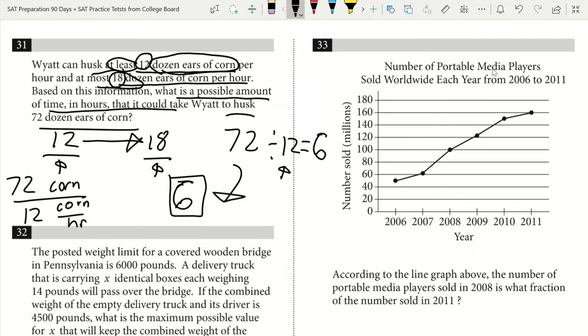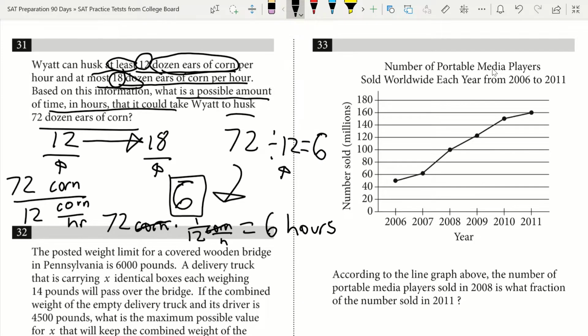So now we can rewrite that as 72 corn multiplied by 1 over 12 corn per hour. Okay, now what we see is that corn is going to cancel there, and we'll be left with 72 over 12, which is 6, and that'll be 6 hours.